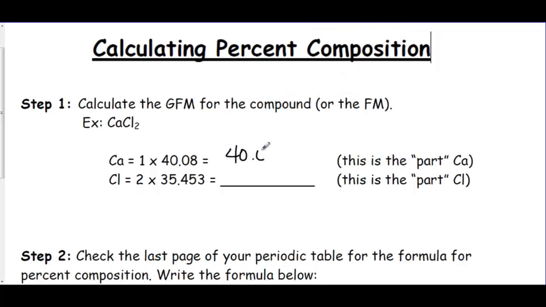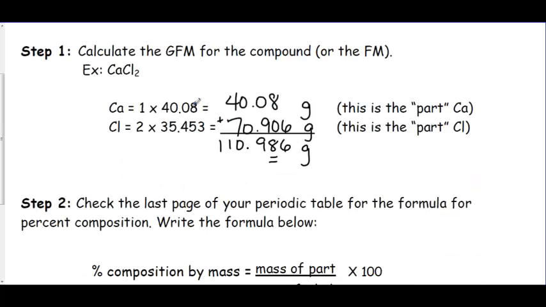So the total here is going to be 40.08. And we could say grams here if they're asking for GFM. Okay, and then 2 times 35.453, so take a minute to calculate that. Okay, so you should have 70.906 grams for the part of the compound that makes up, or the part of the chlorine that makes up the compound. When we add these up, our total is 110.986. Okay, so that's the total mass, or the GFM, for the entire compound.